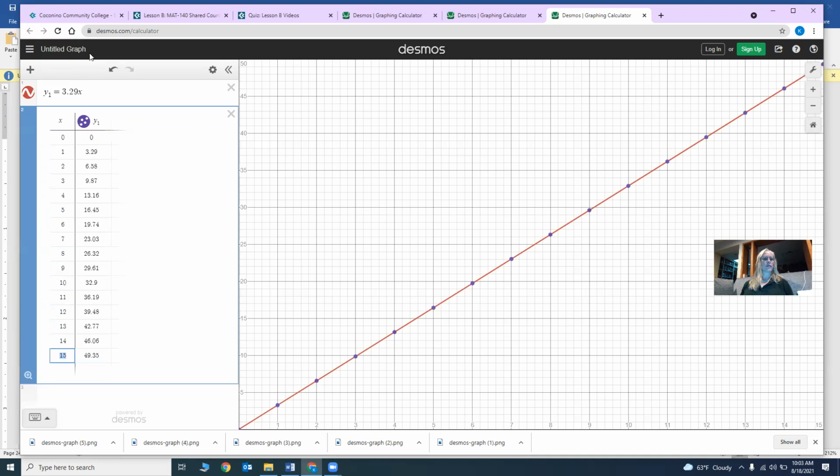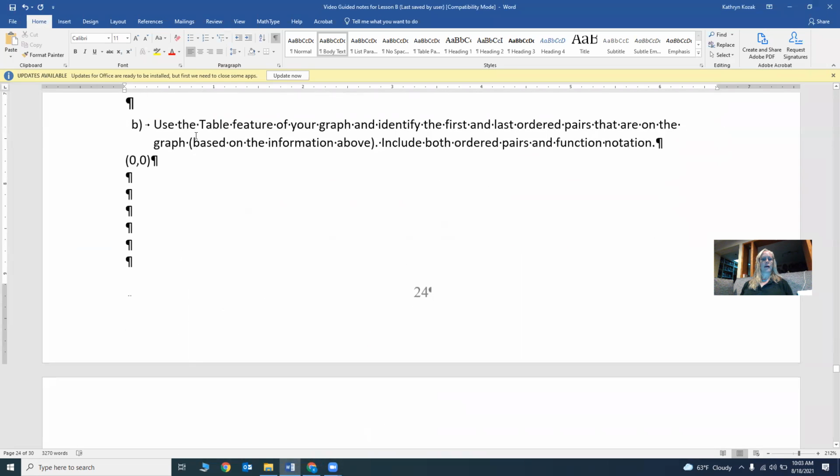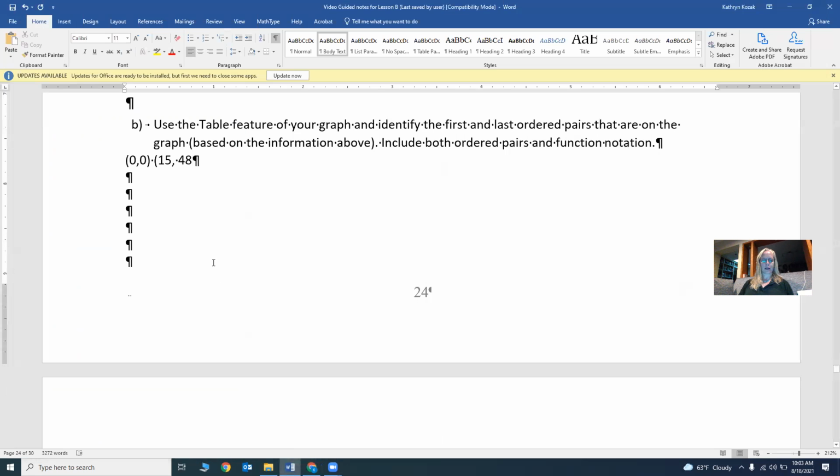And I wanted to know what my starting one was, which we knew was 0, 0. I want to also know what my ending one is. So my ending point is 15 and 49.35. So I can come back over here and type in that my other ordered pair is 15 and 48... I already forgot what it was. Sorry about that. 49.35. There it is as ordered pairs.